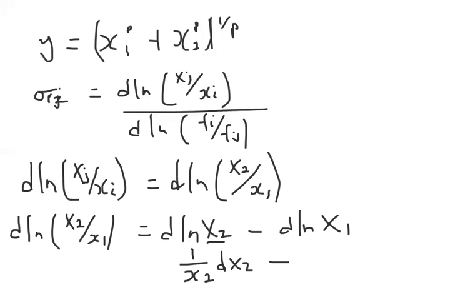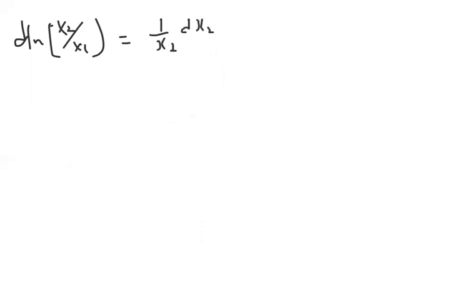When I differentiate ln x1, it gives me 1 over x1 multiplied by dx1. So this represents the top part: d ln(x2/x1) = (1/x2) dx2 minus (1/x1) dx1. The second part is what? d ln(f1/f2).